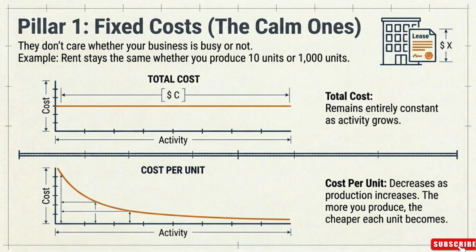First, fixed costs. I call these the calm ones. They don't care if your business is busy or dead quiet. Take rent for example. Whether you produce 10 units or 1000 units, your lease stays the same.